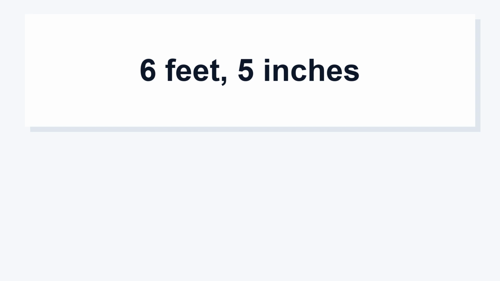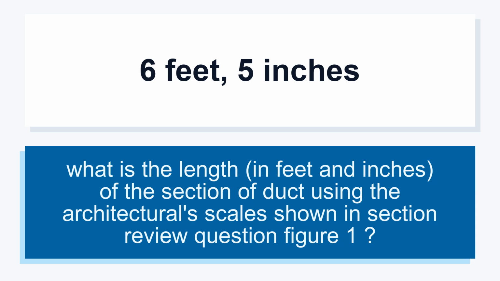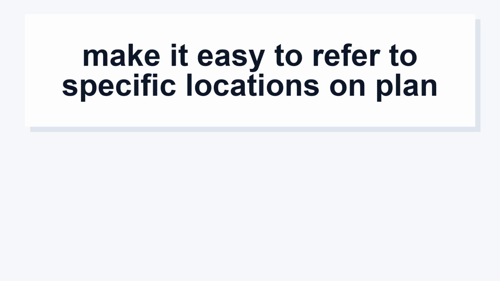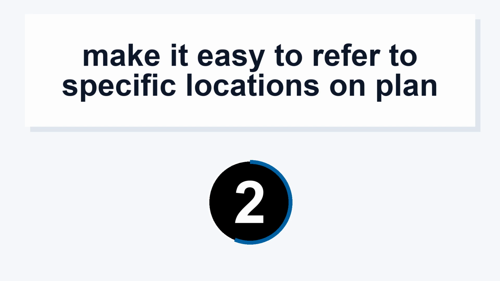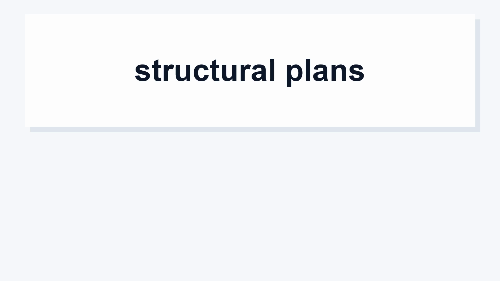6 feet, 5 inches. What is the length, in feet and inches, of the section of duct using the architectural scales shown in section review question figure 1? Grid lines are used to make it easy to refer to specific locations on a plan. Structural plans.